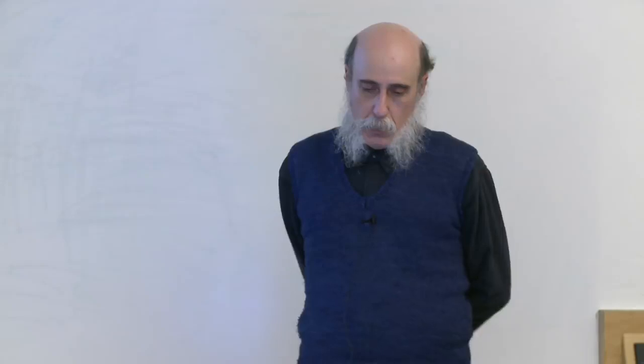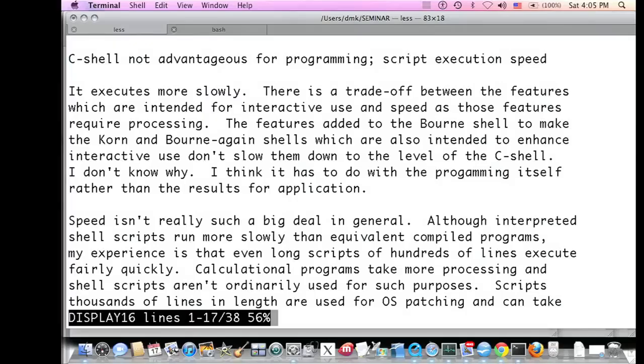Okay, next one here. Oops, same one. Okay, now, as I wrote earlier, the C shell isn't really used very much for programming, although it can be. It executes more slowly, again the trade-off between interactive use, which has more processing involved, and speed, which can do without that processing. The extra features added to the Bourne shell by the Korn and Bourne Again shells don't seem to slow them down, and I don't know why that is. It may just be better programming, but I'm not in a position to know.